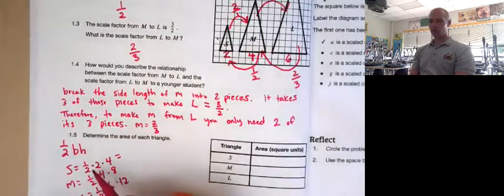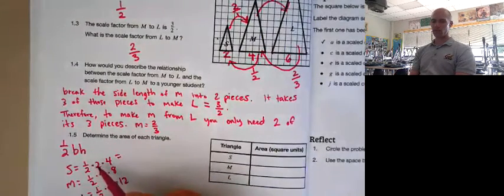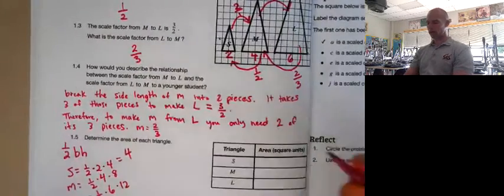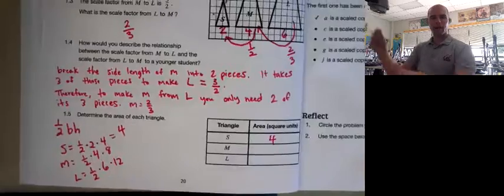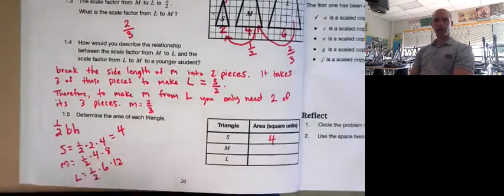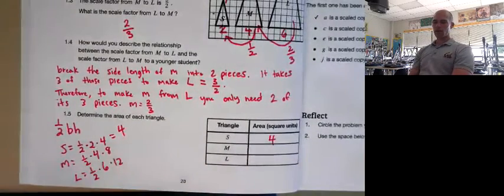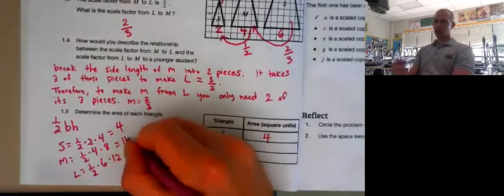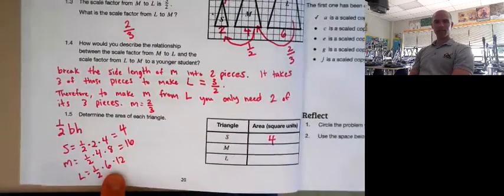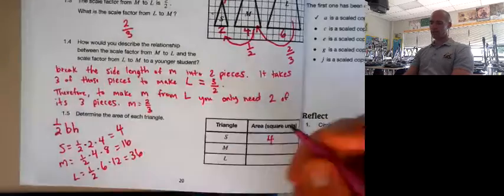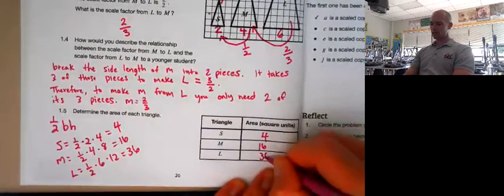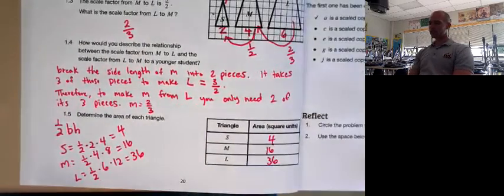So let's see here. 1/2 times 2 is 1, so that makes that easy. And 1 times 4 is 4. So 4. I'll write that over there. And then 1/2 of 4 is 2, and you multiply that by 8, and you get 16. And then 1/2 of 6 is 3, and you multiply that by 12, and you get 36. So we got 4, 16, and 36. All right, let's move over to the other side.